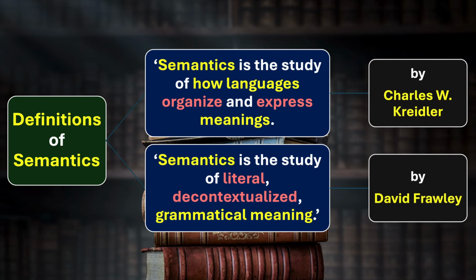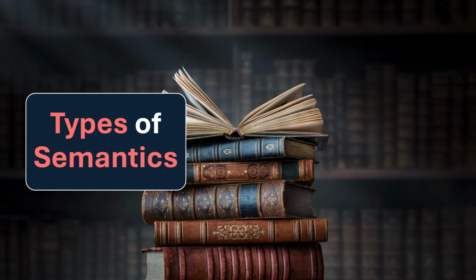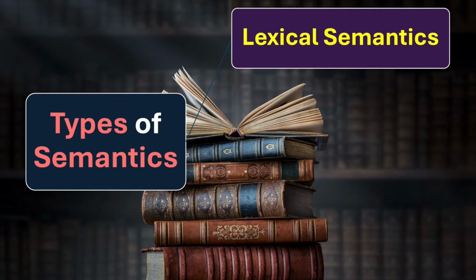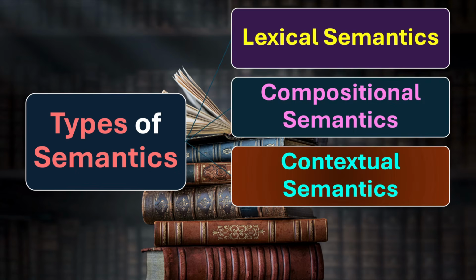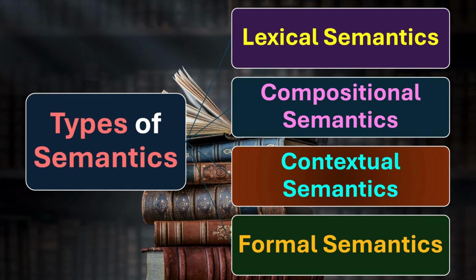We move on to our next level of discussion, that is types of semantics. We have many types, but these are the most important ones. The first one is lexical semantics. Second one is compositional semantics. Third one is contextual semantics. And fourth one is formal semantics. Now let's discuss each one of them in detail.